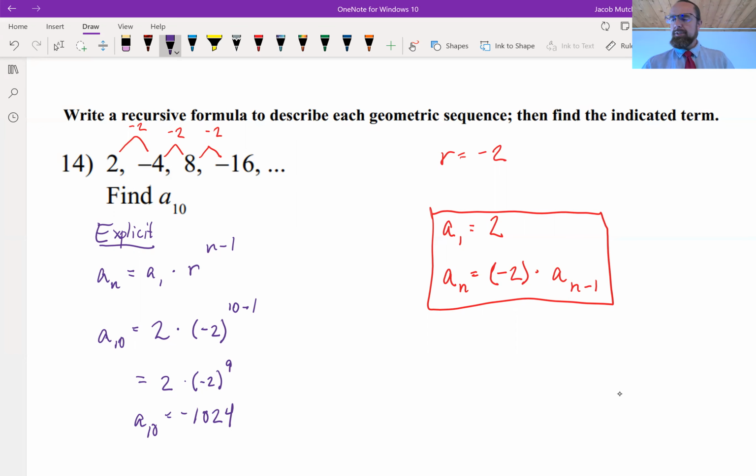Thank you for joining for this investigation of writing explicit and recursive equations to represent geometric sequences, and using the explicit and recursive equations to predict one of the terms in the middle of the sequence.